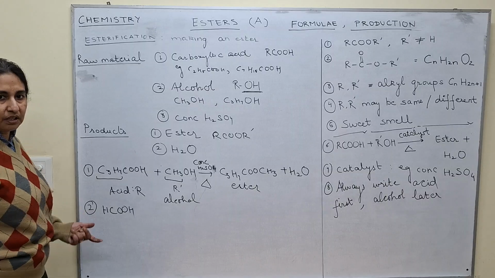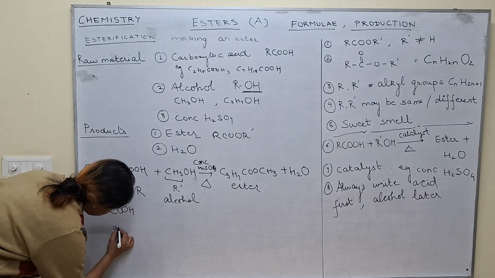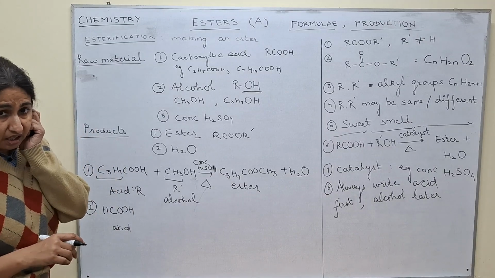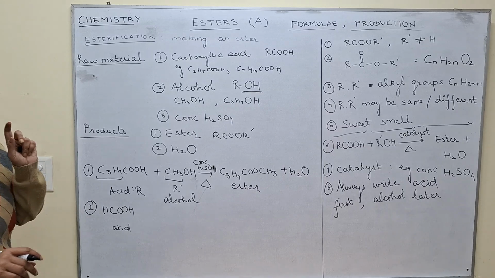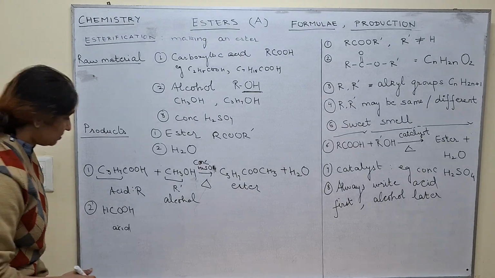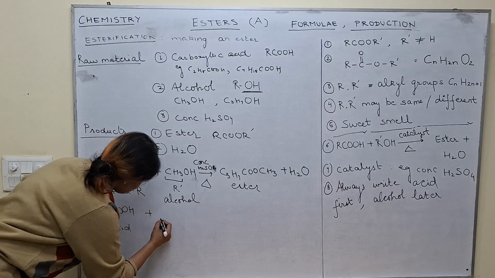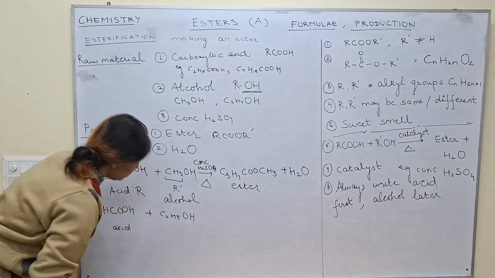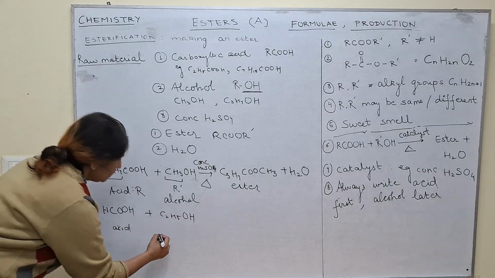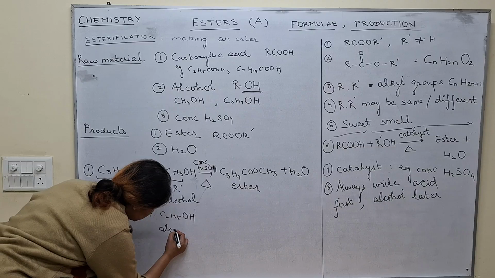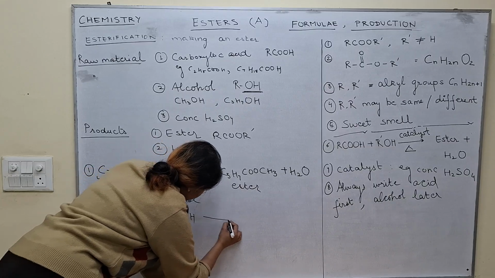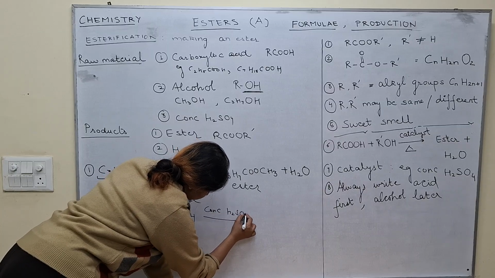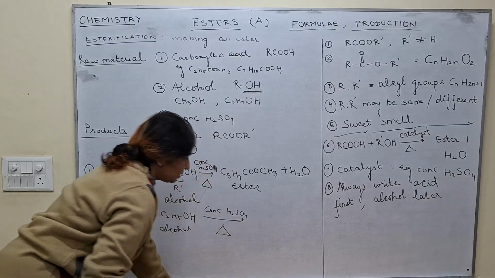I have to take an acid. So I've taken methanoic acid. Acid means organic acid. Don't take HCl and HNO3 or all these. Not mineral acids, organic acids, carboxylic acids. And I want to take C2H5OH, which is ethanol. It's an alcohol. So now I will not forget concentrated H2SO4 and some heating will give us an ester.